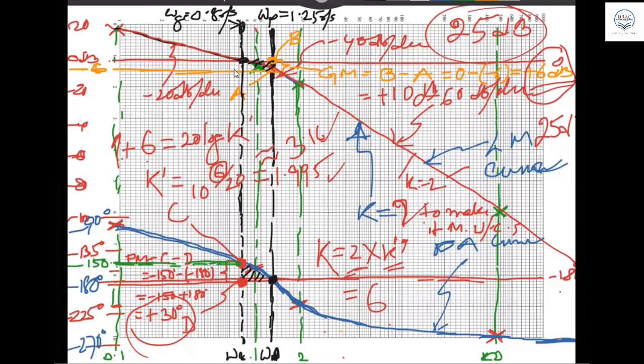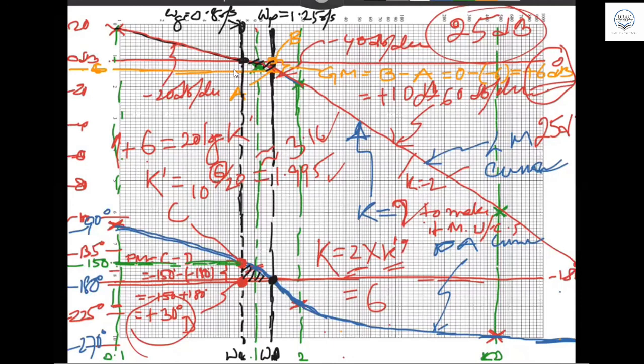Let's say you get a job in my company. I ask you, this is the system. You find the stability, and you found the stability where K is 2. For K equal to 2, you got positive 6 dB, and you tell me, sir, the system has positive 6 dB. I said, no, I want the gain margin to be 25 to make it more stable, because 25 dB is more stable.